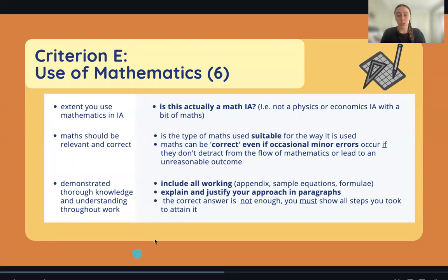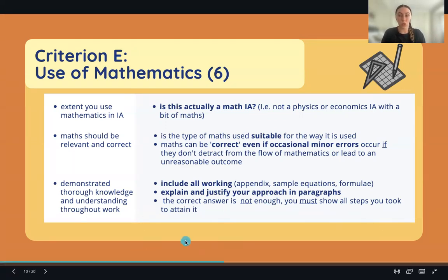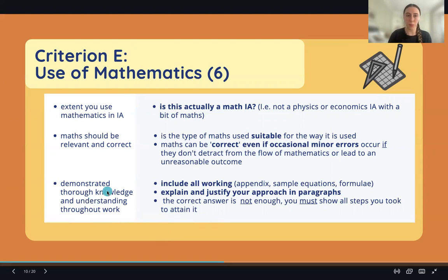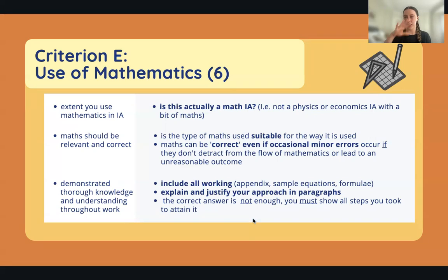Yeah, and so the correct answer is not enough. You must show all of the steps you took to attain it. So you can't have random numbers coming out of nowhere. You have to show all of your steps. And what I was going to say is that overall, the maths that you use has to be commensurate with the course. That's kind of a phrase that is thrown around.